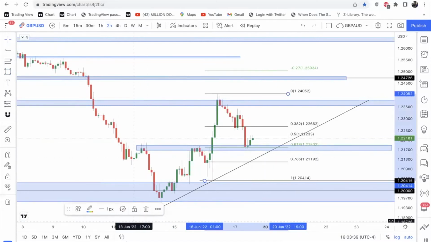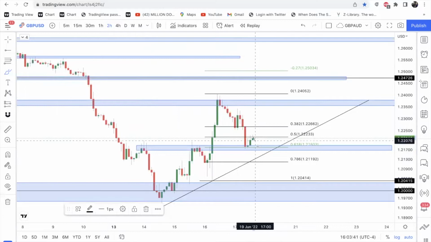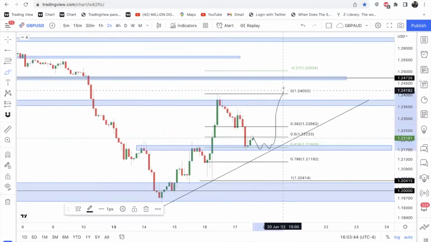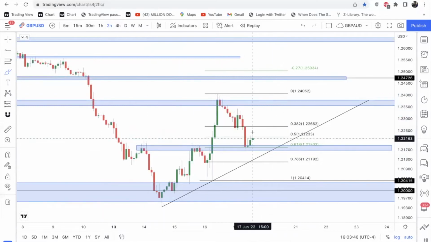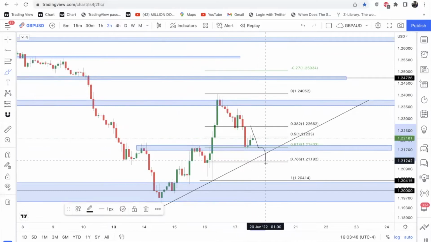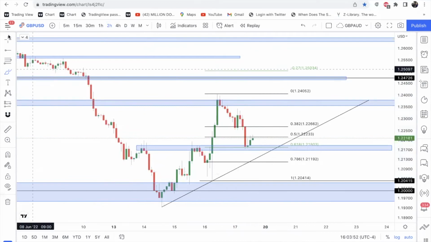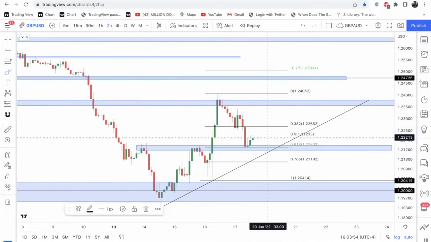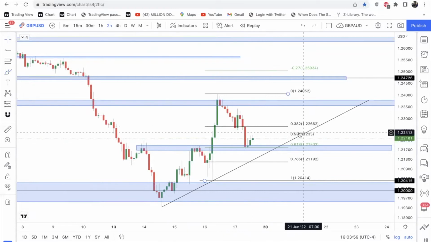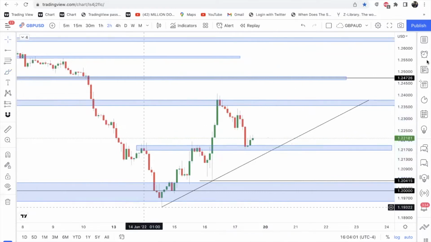So price could just hold here and just continue to rise from there. If not, then price could possibly pull back a little further before giving us the move. So I just want to see how price develops going into Monday, the London and New York sessions.